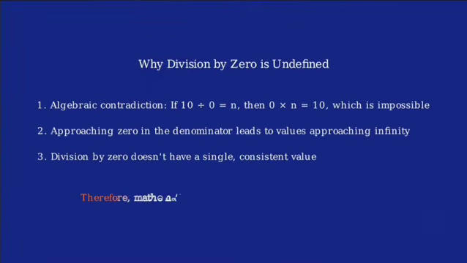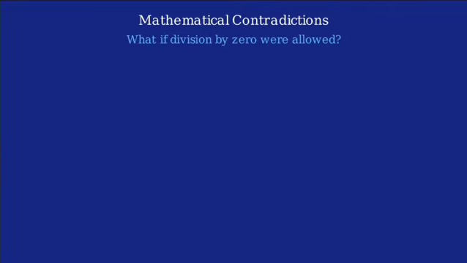What would happen if we assumed division by zero was possible? Let's start with a simple assumption that a divided by zero equals some value b. Let's prove why this assumption leads to a contradiction. If a divided by zero equals b, then we can multiply both sides by zero to get a equals b times zero. But any number times zero equals zero, so a must equal zero.